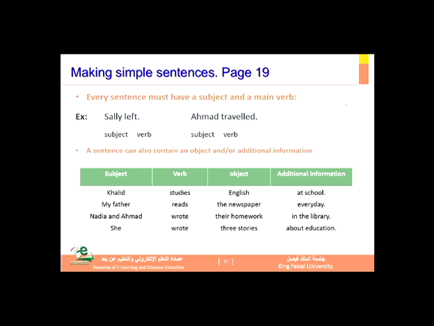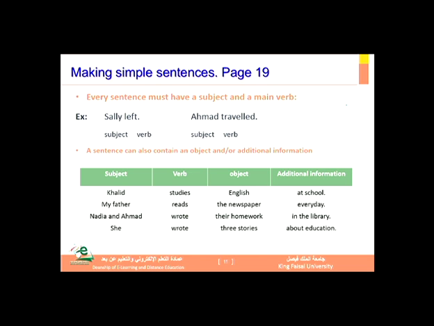Again, every sentence must have a subject and a main verb. English is different from Arabic. In Arabic, you can have a sentence that starts with a subject and is followed by an adjective, for example. But in English, the sentence has to start with a subject followed by a verb. There should be a verb. There is no sentence that is not really a verbal sentence.